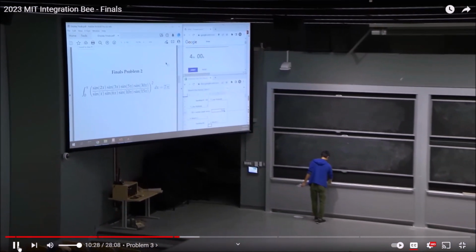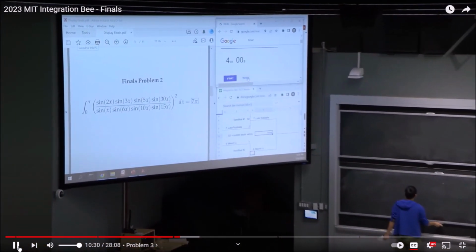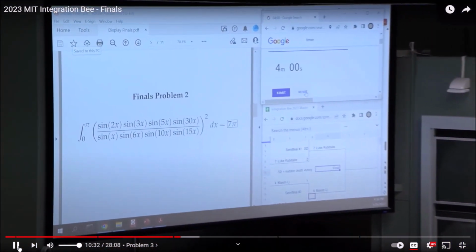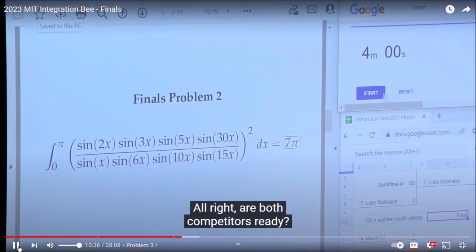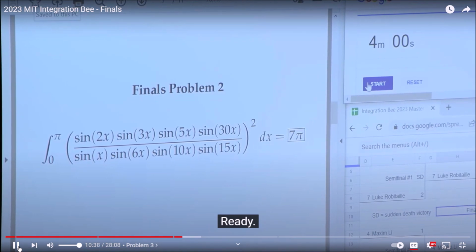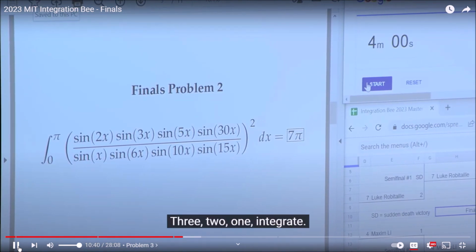Alright, what we got here is the MIT integration bee. Now this is not the problem I'm solving. It's the next one, problem number 3. I got 4 minutes, and I've never seen it. Are both competitors ready? Here we go. 3, 2, 1. Integrate.